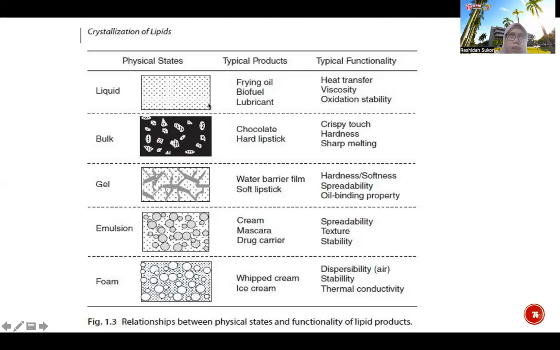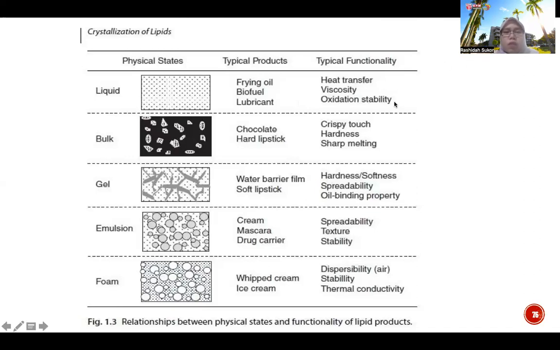Okay. If you go to this one, we cannot see it in the normal microscope. We have to use scanning electron microscopy, with higher magnification. For liquid, you mostly see that the dispersion of the molecules is smaller. For example, frying oil, biofuel, or lubricant. This will be good for the functionality of heat transfer, because it is liquid. If we heat the oil, it becomes a good medium for heat transfer.